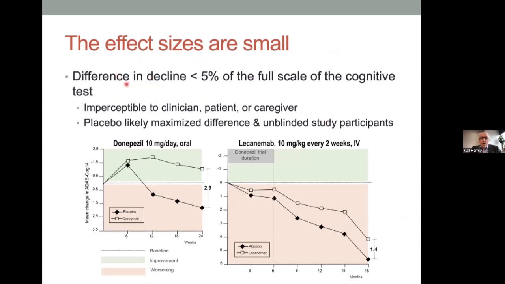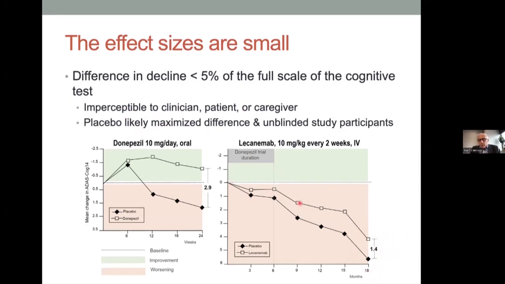So 25 to 35% is arithmetically correct, but in all the cases, that difference is less than 5% of the full cognitive scale that was being used, whether it's ADAS-Cog or the more fancy one that was used in the donanemab study. And in fact, this decline, this difference, which is graphed here, by studies that were done before these clinical trials were published, this level of difference would be predicted to be undetectable by the patient, by their caregiver, or by the physician.